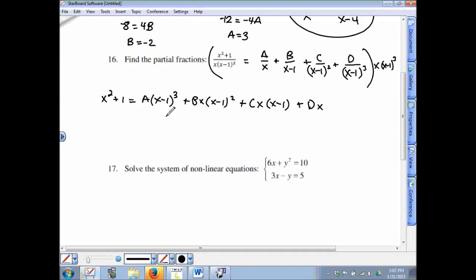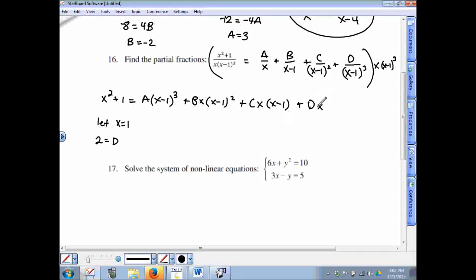So, if we let x equal 1 as a convenient value, that will cancel the a term, the b term, and the c term. That allows us to solve for d. So if x equals 1, 1 squared is 1 plus 1 is 2. 1 minus 1 is 0, so that term's gone. 1 minus 1 is 0, so that term's gone. 1 minus 1 is 0, so that term's gone. X is 1, 1 times d is 1d. So right off the bat we get d is equal to 2.